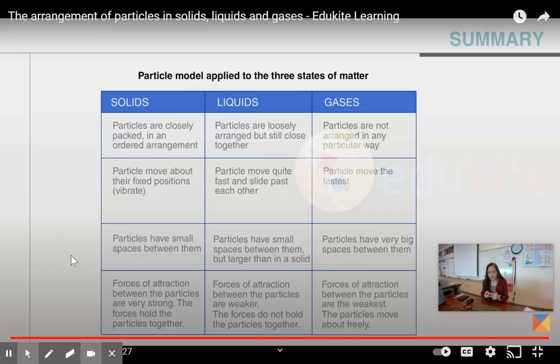And gases, the particles are not arranged in any particular order, and so they can flow about, and because they move super randomly, they can go to whatever size the container is. So they have no fixed shape, they have no fixed volume, and they are able to be compressed because we have huge spaces between them. All right, so this gives us a little summary of solids, liquids, and gases.